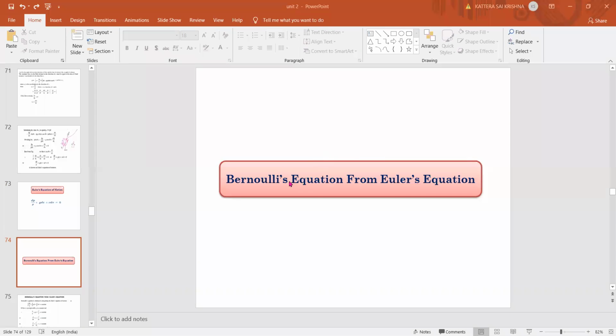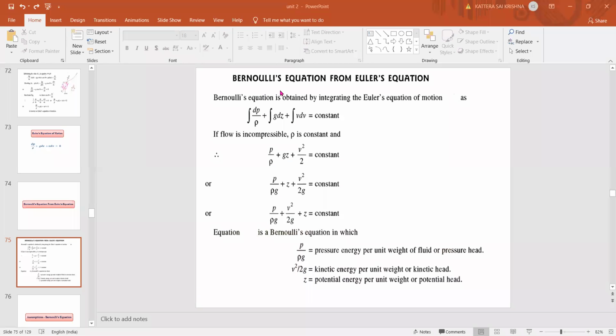Next we are going to get Bernoulli's equation. Bernoulli is a scientist's name. So Bernoulli's equation from Euler's equation is your next point. Please take the heading Bernoulli's equation, derivation from Euler's equation. Already we have your Euler's equation as dp by rho plus g dz plus v dv is equal to 0. What we will do is integrate the Euler's equation to get the Bernoulli's equation. That is the point. Bernoulli's equation is obtained by integrating the Euler's equation of motion.